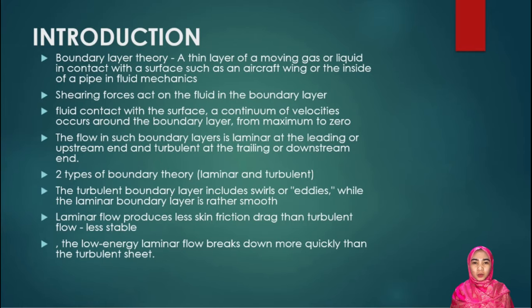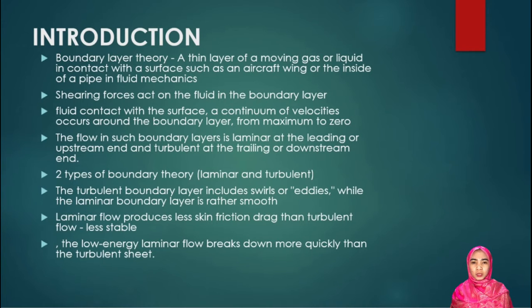Boundary layer theory concerns a thin layer of a moving gas or liquid in contact with a surface, such as an aircraft wing or the inside of a pipe, in fluid mechanics. Net shearing force acts on the fluid in the boundary layer. If the fluid is in contact with the surface, a gradient of velocity occurs around the boundary layer from maximum to zero. The flow in such a boundary layer is laminar at the leading or upstream end and turbulent at the trailing or downstream end.